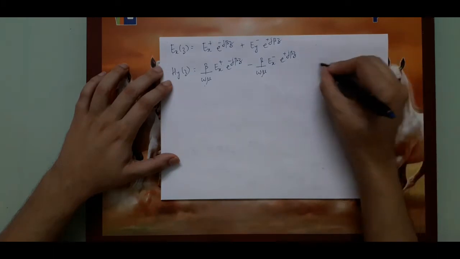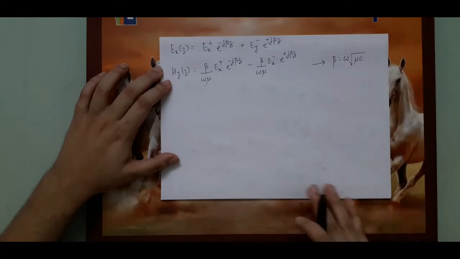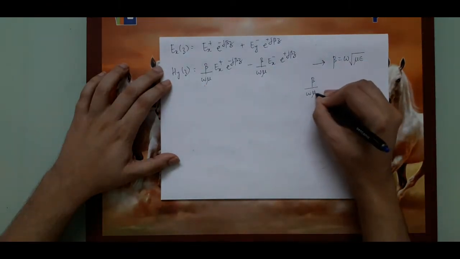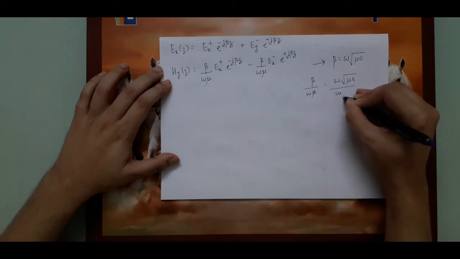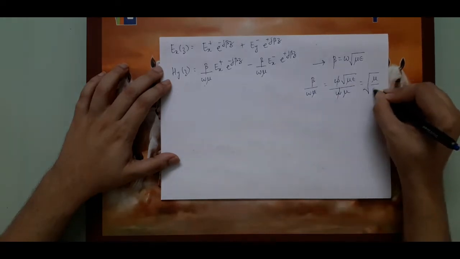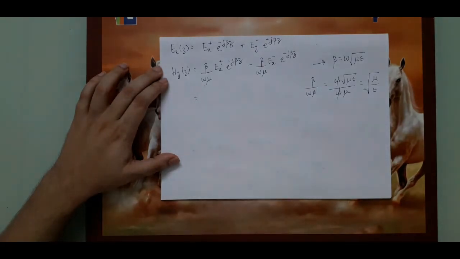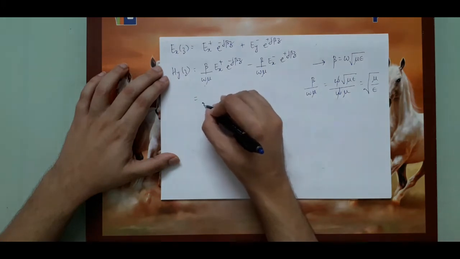Now we know that over here beta is nothing but omega under root mu epsilon. This is what we know. So we can substitute over here. This quantity beta by omega mu would become, omega cancelling, nothing but under root epsilon by mu. So therefore Hy as a function of z would be something of this kind. Let's write it this way.